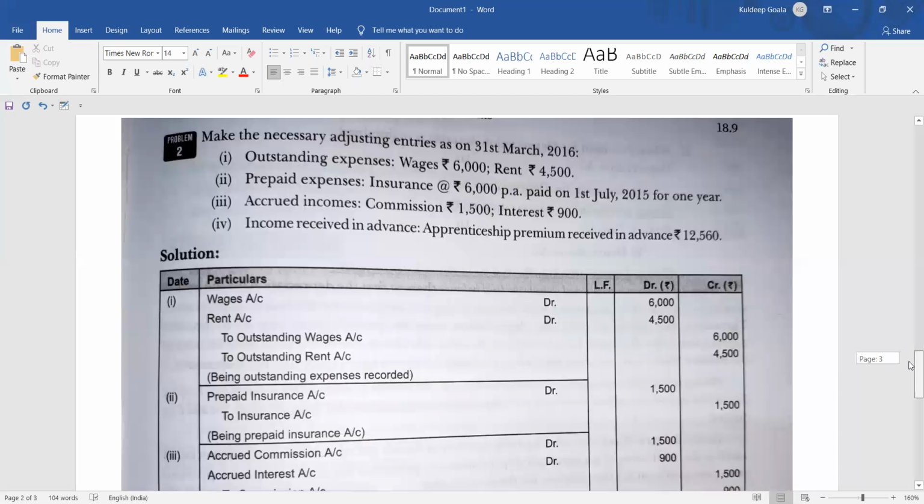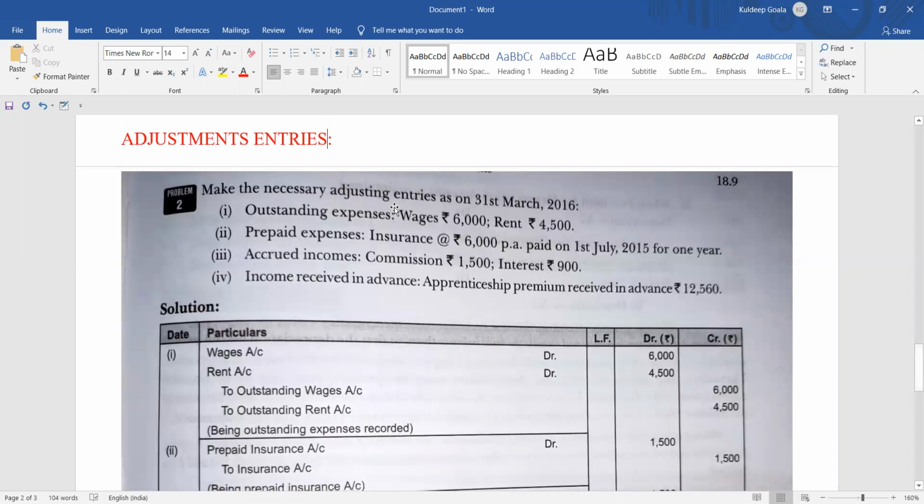So, what is given here? The first entry is outstanding expenses. What are the expenses? Wages of 6,000 and rent of 4,500, right? So, this is our adjustment entry we are going to make on wages and rent, which are outstanding. Now, we know the base entry for outstanding expenses: expenses account debit to the outstanding expenses. This is the entry. So what will happen with wages?